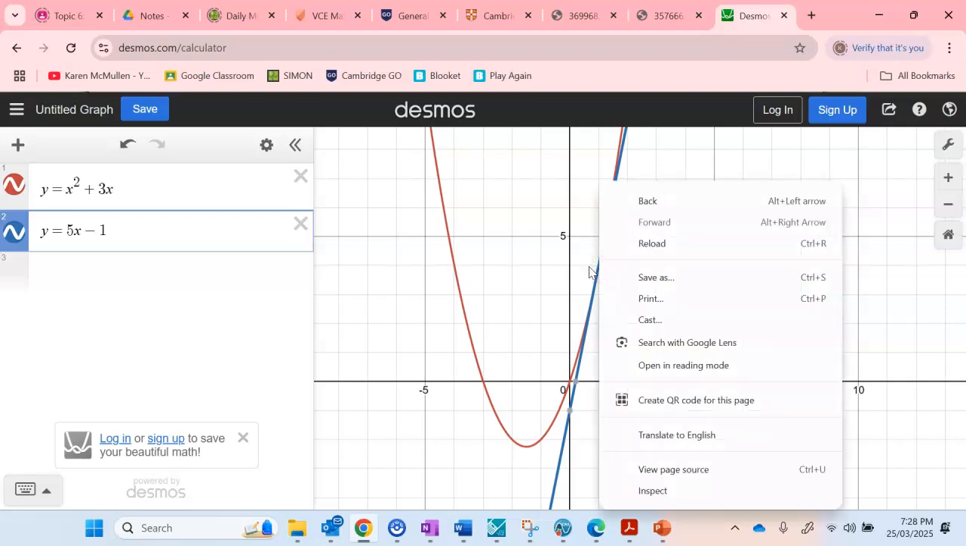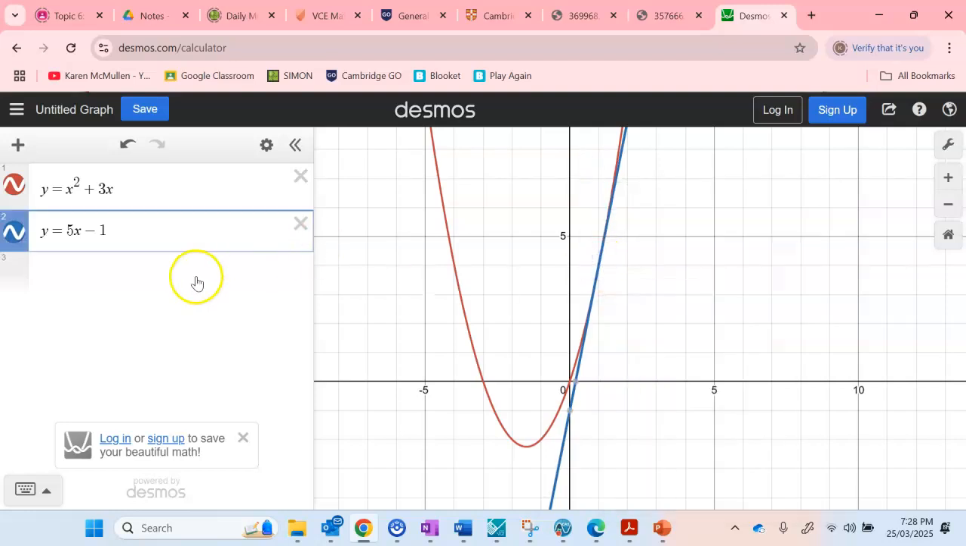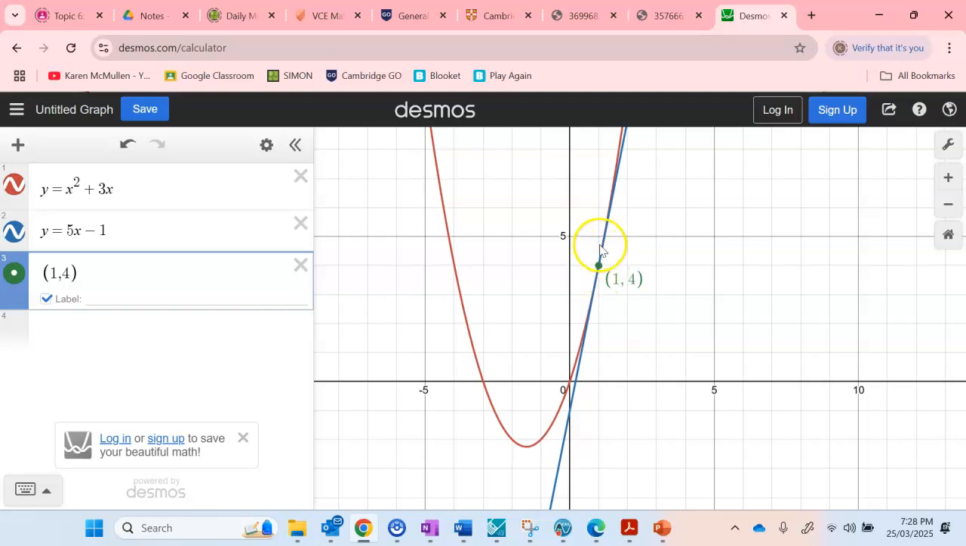I want to put the point on there. Actually, what we can do, I think this will work: (1, 4). There we go, and we'll put a label on it. So there's the point. The tangent line is going through that point. So remember the instantaneous rate of change? The analogy I used was the speed camera. It's at a point, so the gradient at this point is 5. So the gradient of the tangent line is also 5.